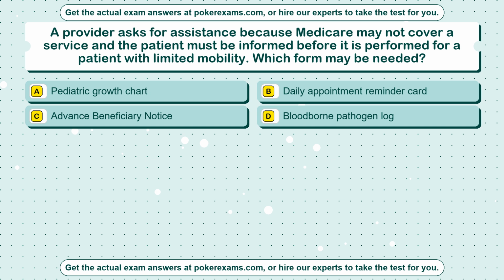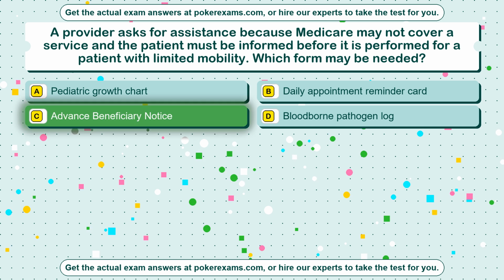Which form may be needed? Option A, Pediatric Growth Chart. Option B, Daily Appointment Reminder Card. Option C, Advance Beneficiary Notice. Option D, the Bloodborne Pathogen Log. The correct answer is option C, Advance Beneficiary Notice.